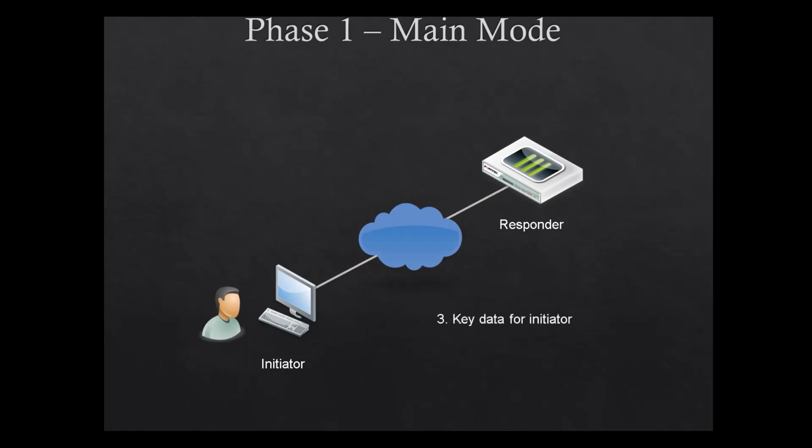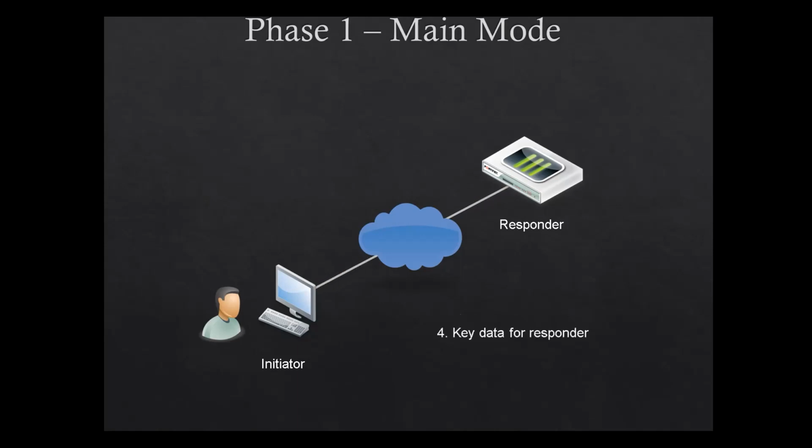Now the third packet is about the key data for the initiator. Key data basically means that I'll send some random value, some random data, with the help of the information that the firewall selected. Remember, in the second packet, it was sending the proposal which the firewall selected. So now the initiator, using that selected data, generates some random values and sends them across to the responder.